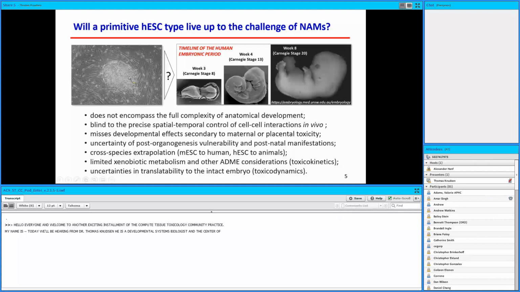So can it live up to the challenge of NAMs? Well, this is what we're trying to predict from this guy. We're trying to predict what's happening over this period of time and what might be susceptible to chemical disruption in vitro that could be predicted as a developmental hazard in vivo over this period of time. In humans, it would be roughly the 3rd through the 8th week of gestation that covers the organogenesis period.